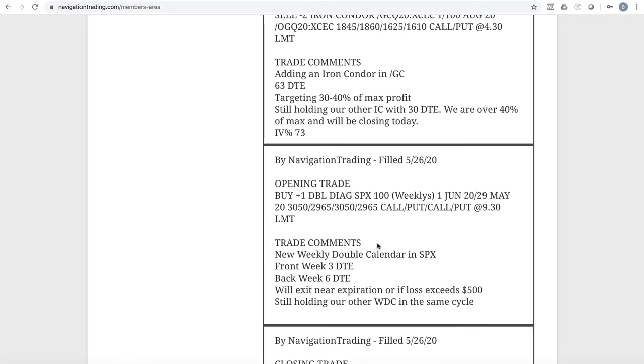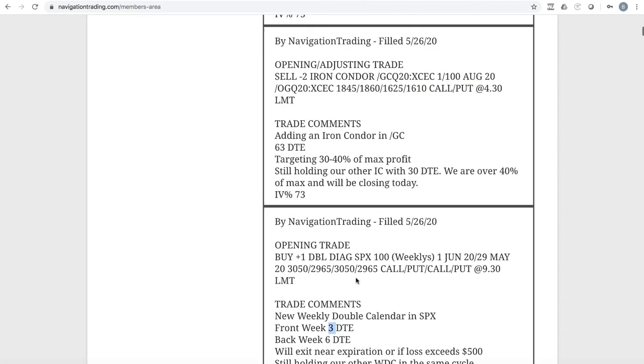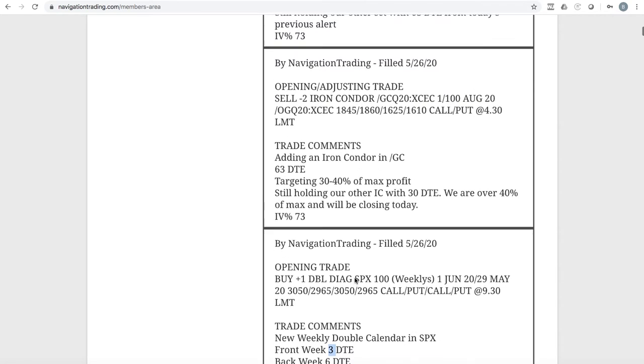Next trade was an opening trade in SPX. We added a weekly double calendar. We had already put one on when it was at 7 or 8 days in the front week. We added one in the same cycle with the front week being 3 and the back week being 6. And so at that point, we had 2 weekly double calendars on. I'll get to the closing alerts in a minute.